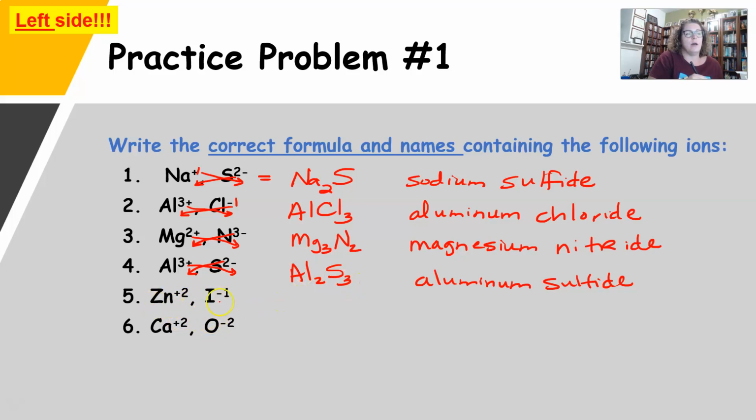Zinc +2, iodine -1, same thing. We're just going to crisscross to make that neutral. So Zn and then the I2, so zinc, and then iodide.